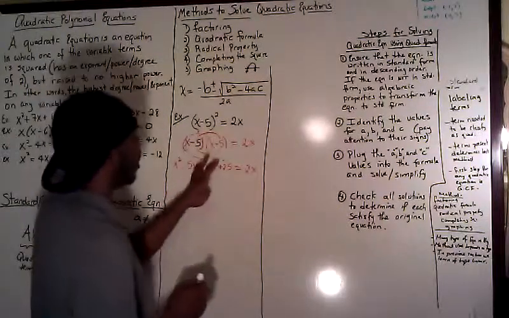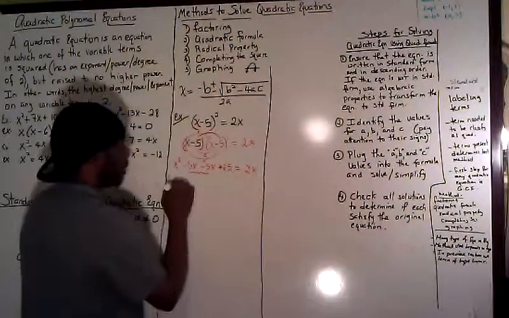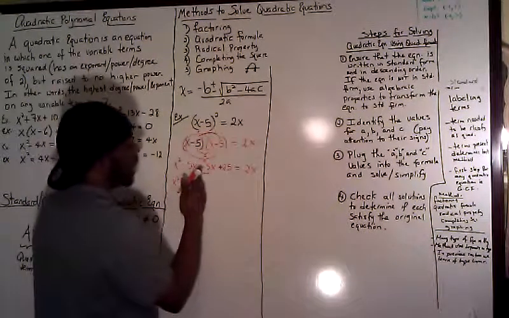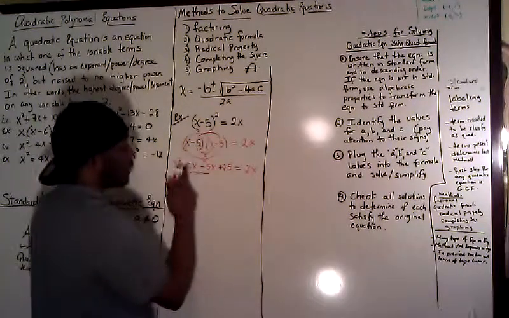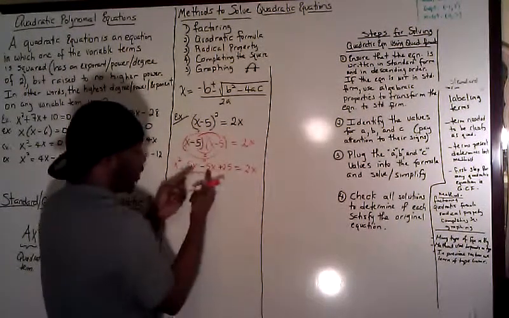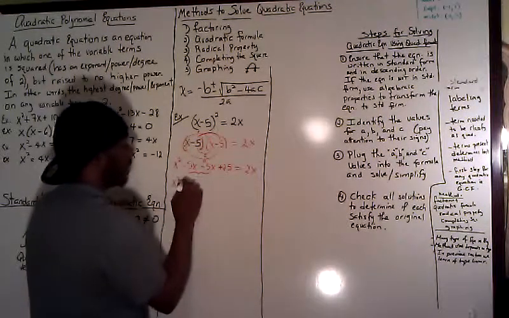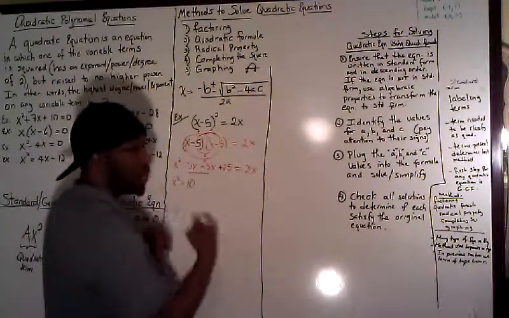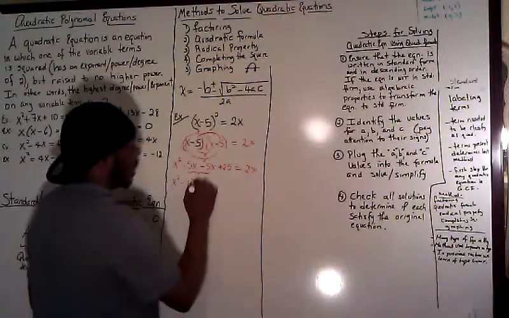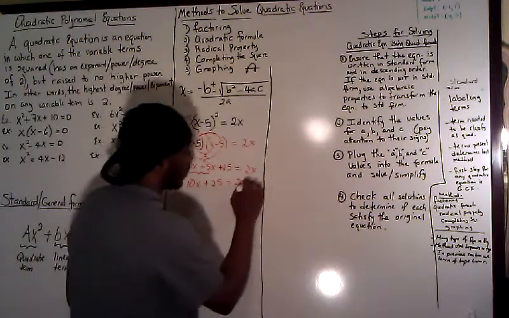First thing I want to do is combine my like terms. These two terms are like terms of that equation, so I want to combine them. Negative 5x minus 5x, they're like terms because they have the same power on the same variable. So we combine them by saying negative 5 minus 5 is negative 10x. We're not multiplying, we're just combining or adding like terms. Negative 10x plus 25 is equal to 2x.